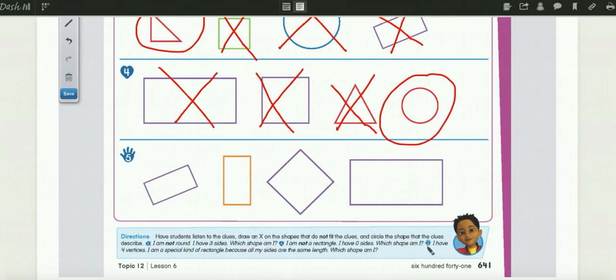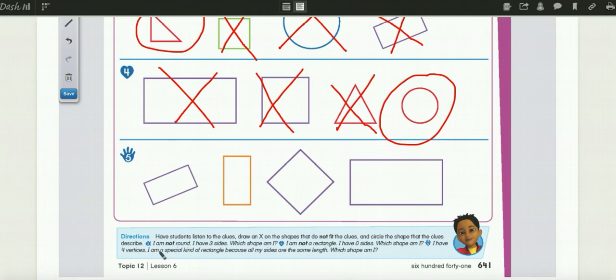Number 5. I have 4 vertices. I am a special kind of rectangle because all my sides are the same length. Which shape am I? So 4 vertices means it has to have 4 corners. 1, 2, 3, 4. So all of the shapes have 4 vertices.